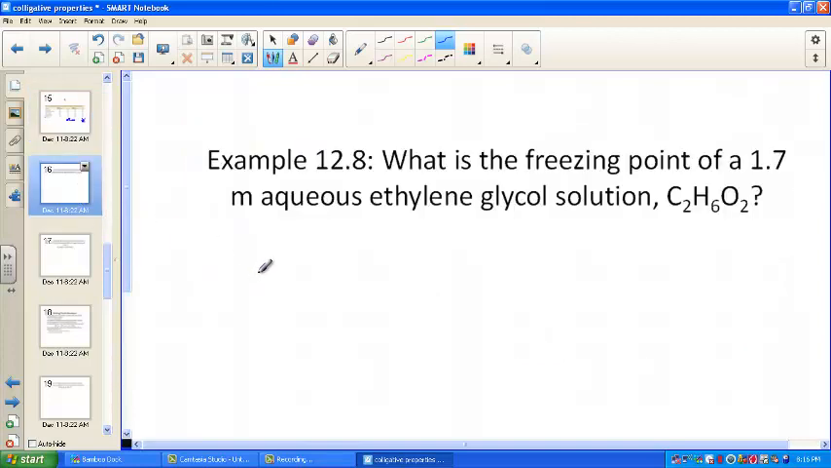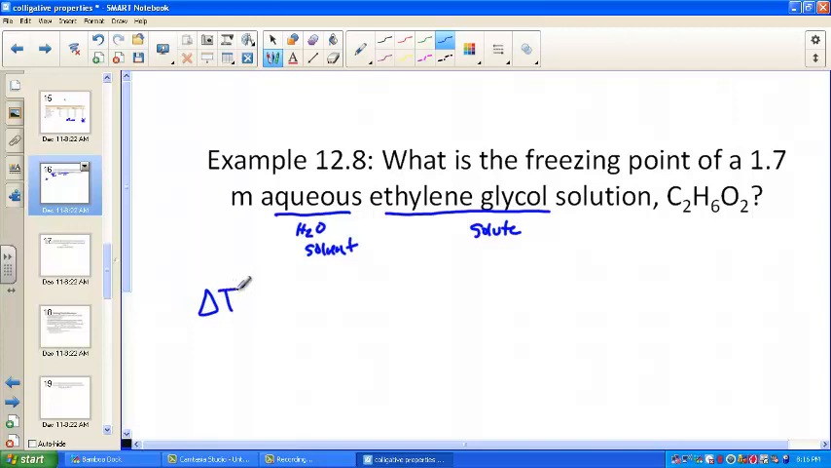Well, let's take a look at an example. What is the freezing point of a 1.7 molal aqueous ethylene glycol solution? That term aqueous is telling us something, that water is the solvent. Aqueous solutions dissolve into water, and the ethylene glycol is what we call the solute. The solute dissolves in the water.